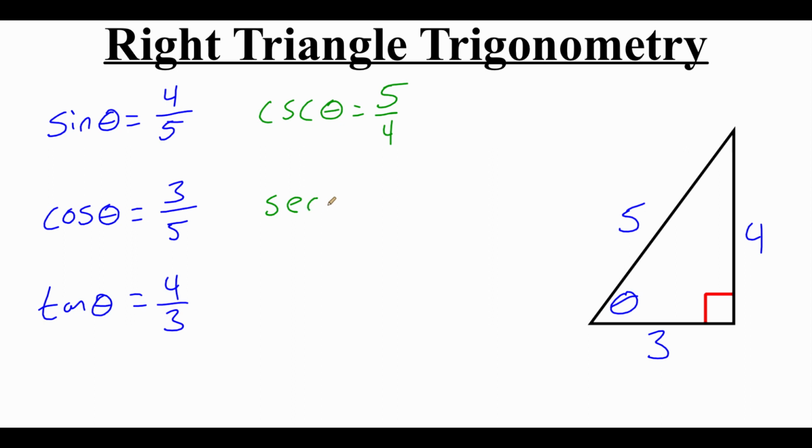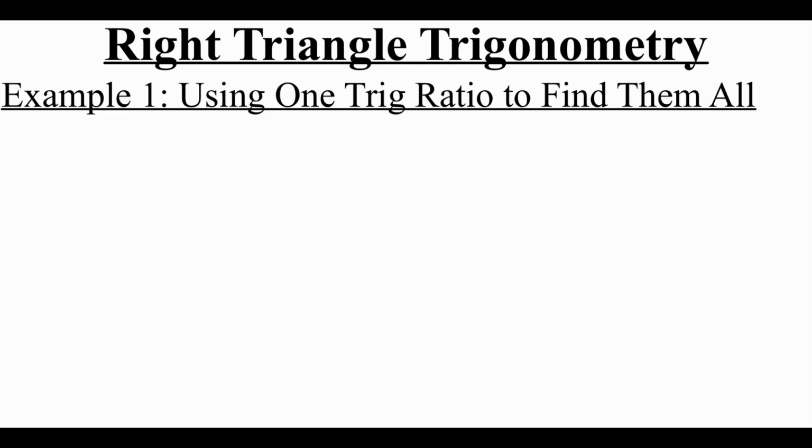I could find the secant of angle theta. The secant is the reciprocal of the cosine, so it's the hypotenuse over the adjacent, so that would be 5 over 3. And then I could also find the cotangent of angle theta, and the cotangent is the reciprocal of the tangent, so that would be adjacent over opposite, so that's going to be 3 over 4. So we can set up all 6 of these trig ratios based on looking at this angle theta within our triangle. So in this example, we're going to be given one trig ratio, and we want to use that to help us find all of our other trig ratios.